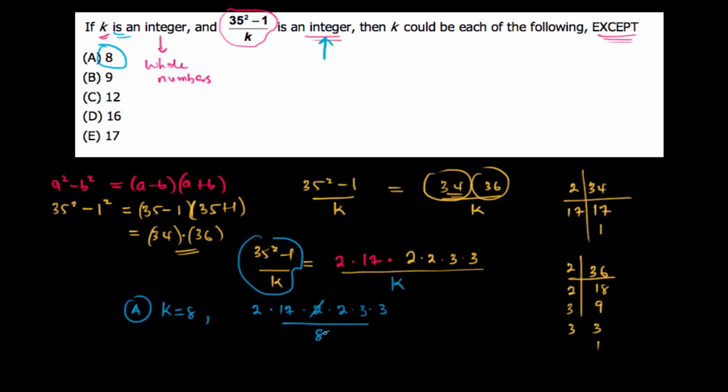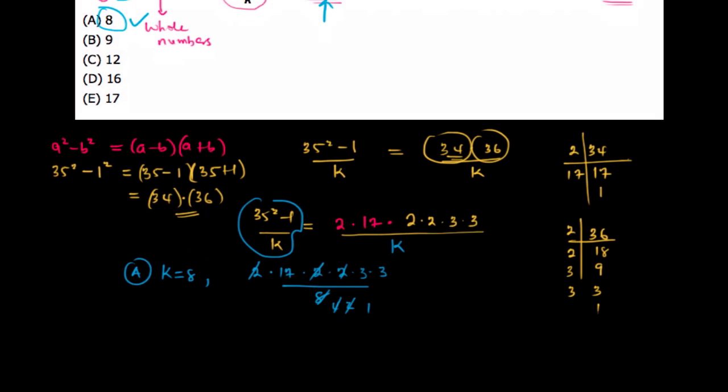You can see 2 here, this is 4, 2 here, this is 2, and then 2 here, this is 1. So there is no remainder. Since there is no remainder, that implies that 35 squared minus 1 all over k must be an integer. So this passed the test. We'll go to the next one.